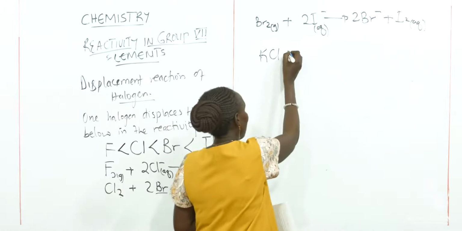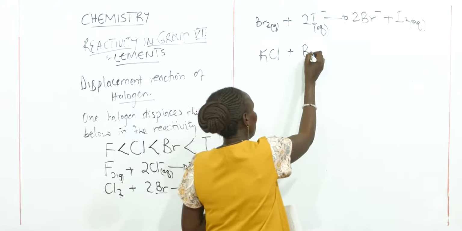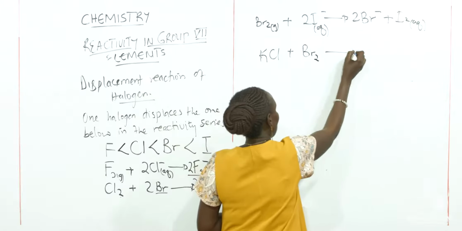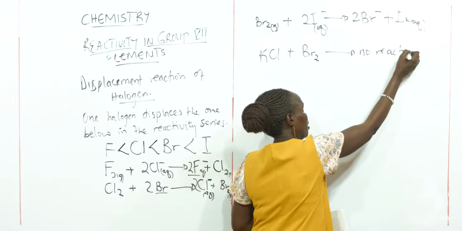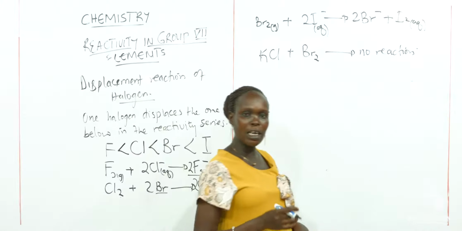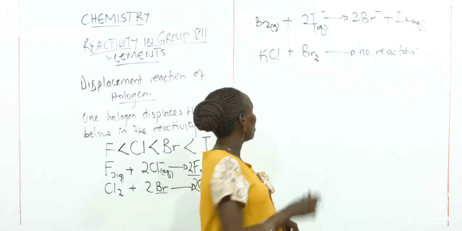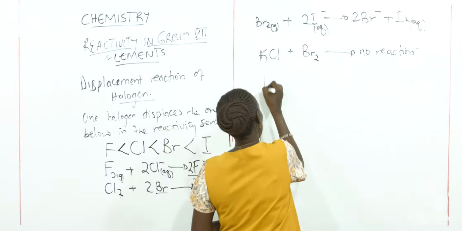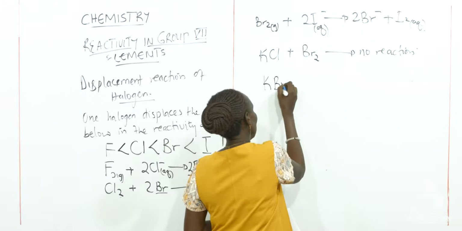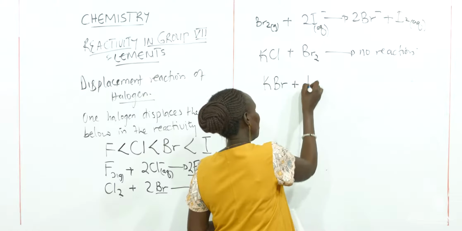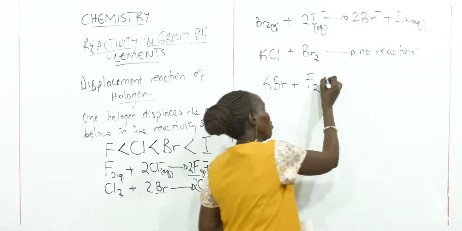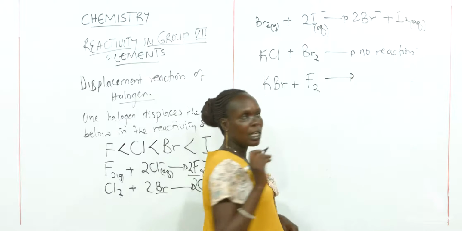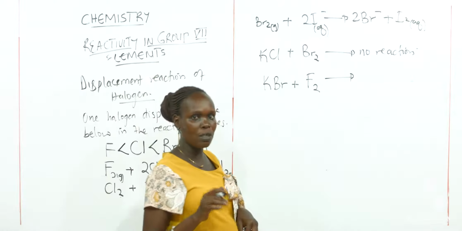We will say that there is no reaction being observed. So we shall have potassium chloride plus bromine gives no reaction. Why? Because bromine is less reactive compared to chlorine. But if we have potassium bromide plus chlorine gas, we are going to see that there is a displacement reaction that will take place.